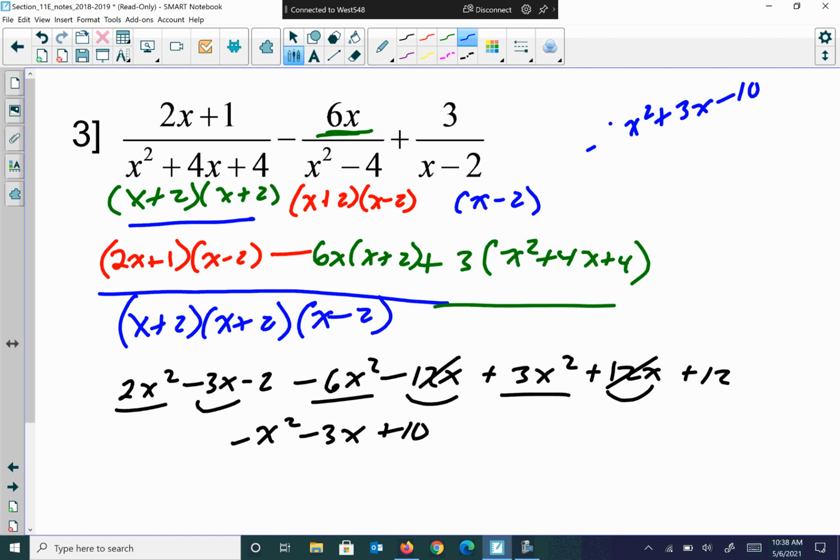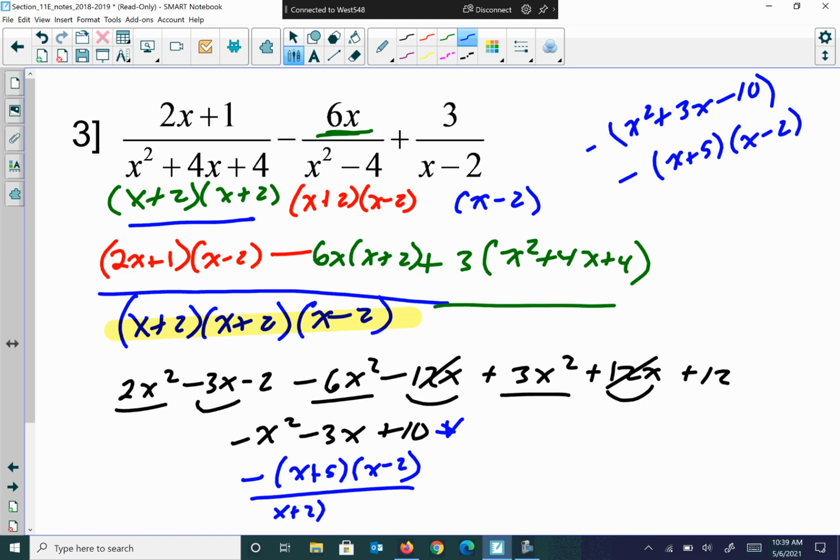So if I factor a negative out of that, I'm trying to see if this factors. Let's factor x plus 5, x minus 2. Is that okay? Oh, good. Something's going to cancel out now. So this is the denominator we're going to be over. So let's take what we had just put together, and it factors to negative x plus 5, x minus 2, over x plus 2, x plus 2, x minus 2.